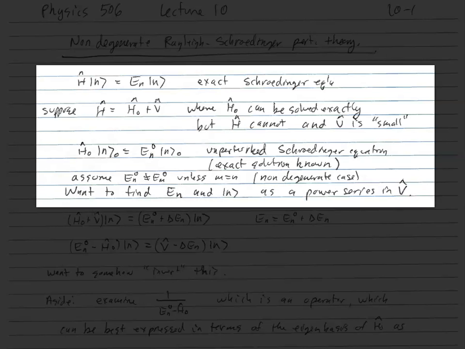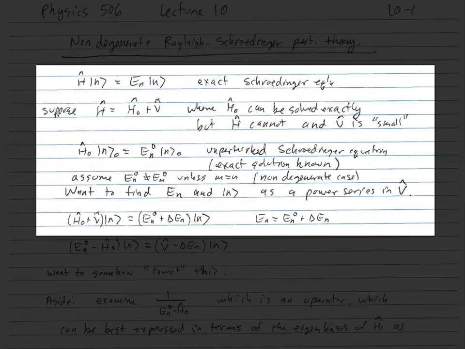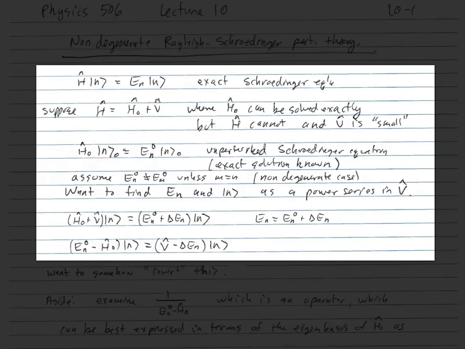Our goal is to try to find En and the states n, those are the eigenvalues and eigenvectors of the exact Hamiltonian or the full Hamiltonian, as a power series in the perturbation operator V hat. All right, so the way in which we do this is we write out explicitly the equation, Hn equals En times n, as H0 plus V acting on n is equal to En0 plus delta En times the state n, where En is given by En0 plus delta En.